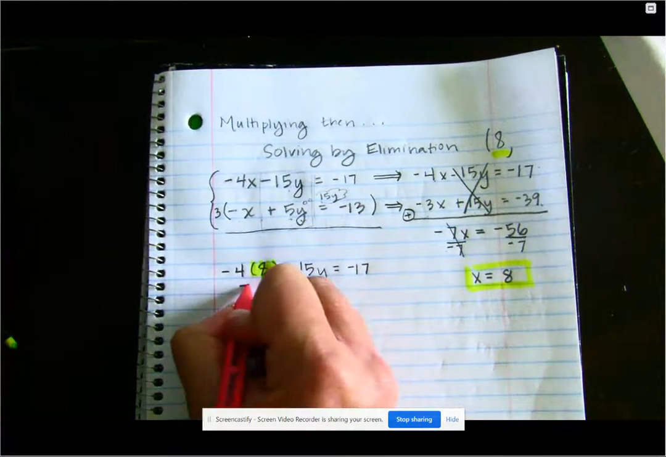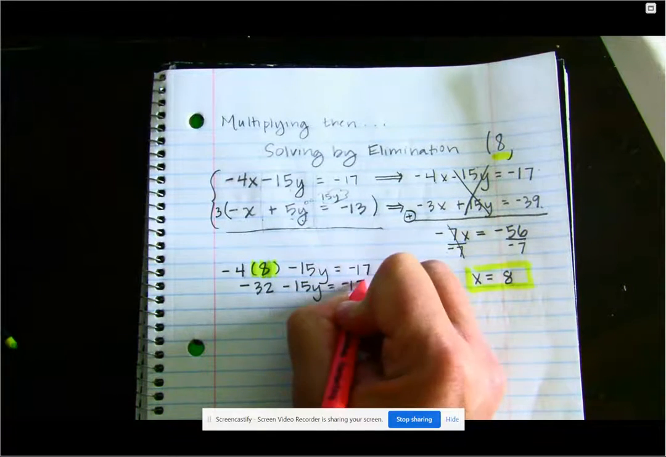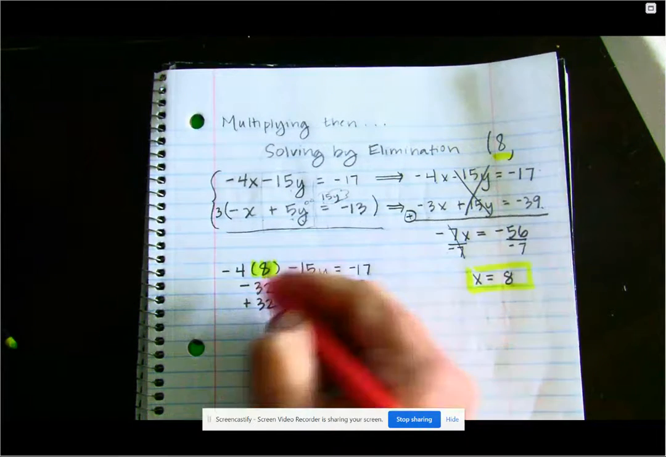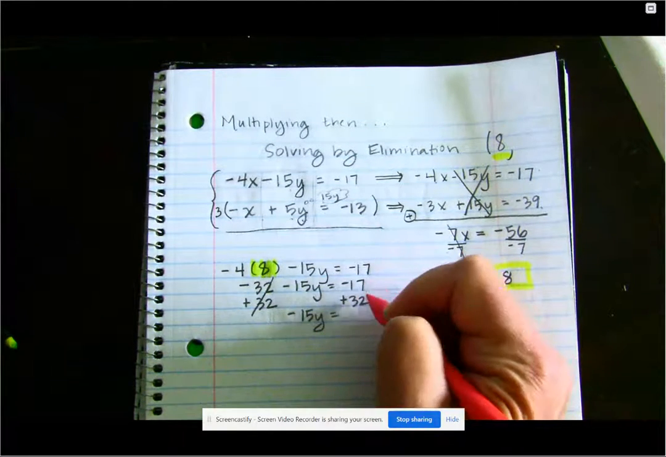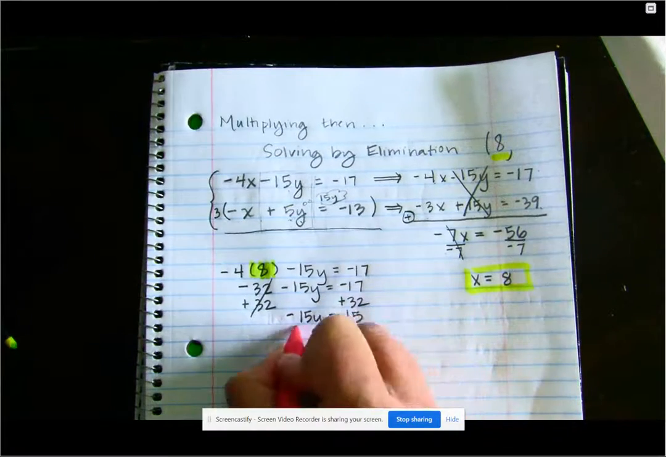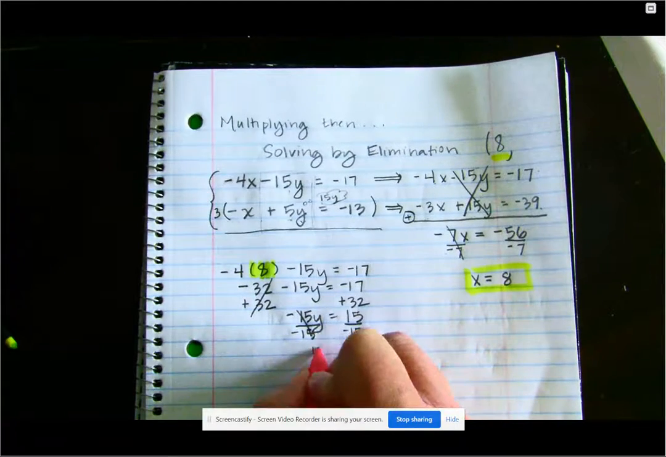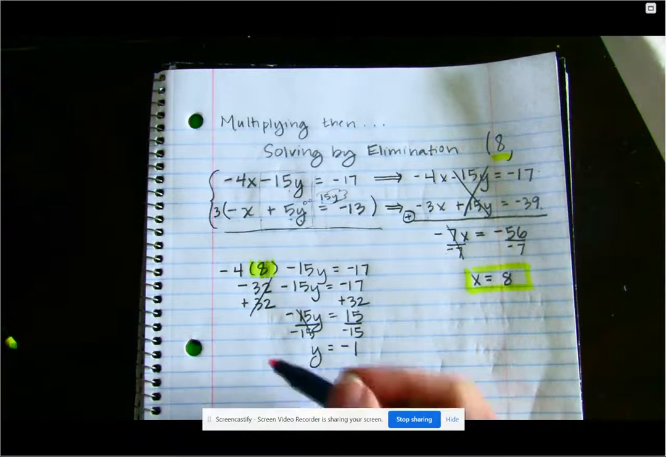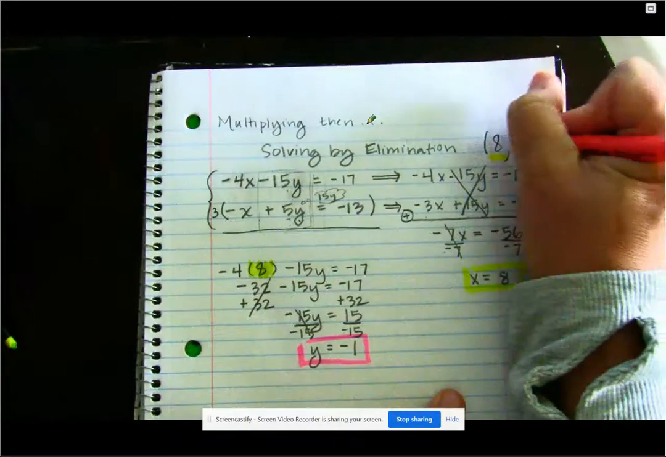So this turns out to be negative 32 minus 15y equals negative 17. A lot of negatives in this problem. Okay to use a calculator. If you have negative 17 and you add a positive 32, you land at positive 15. Divide by negative 15, you get y equals negative 1. So there is your y value.